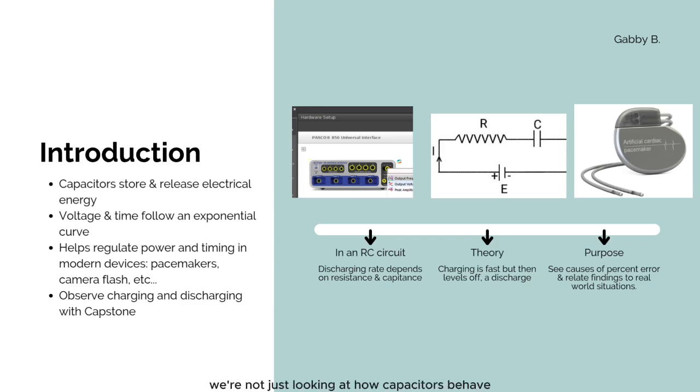So in this lab, we're not just looking at how capacitors behave, we're quantifying it. By recording the capacitor's voltage over time, we can see exactly how the charging and discharging curves behave and calculate tau experimentally. Then we'll compare it to the theoretical value to understand where the differences, or percent errors, come from. And through this process, we'll get a better sense of how energy storage, resistance, and time all interact with each other in an electrical system.